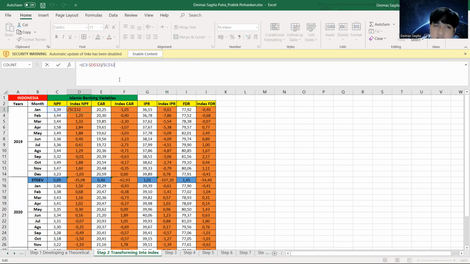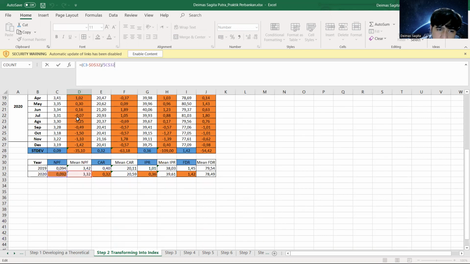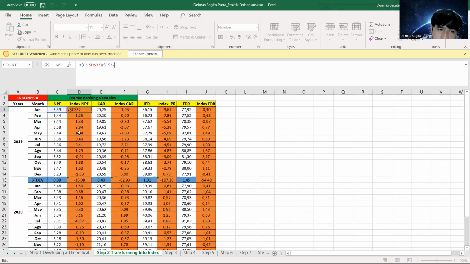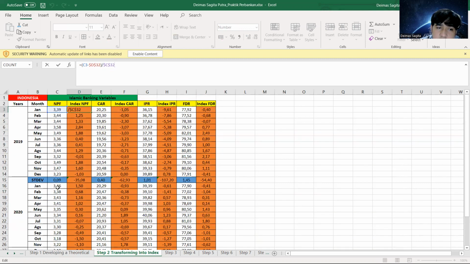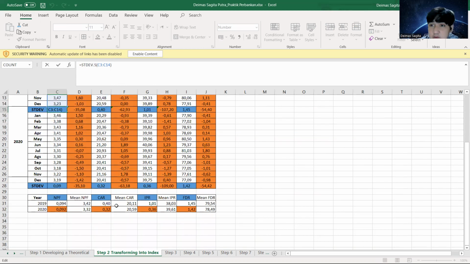The formula is NPF... sorry. First, we try to search the standard deviation first. The formula is equal STDEV.S, and then block all the data from January until December and just enter that. For that, make a new table below the data.